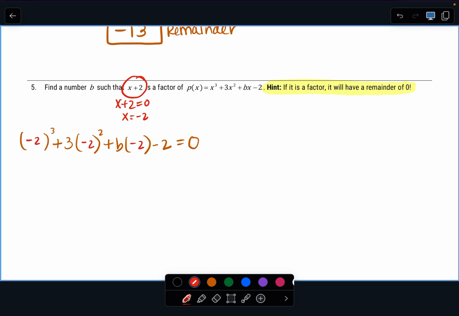Now, if I have a negative and it's an odd exponent, we already said when we were dealing with negative 1, it's going to stay negative. What is 2 to the power of 3? Negative 8. Okay. So I'm going to have negative 8. What is negative 2 squared? Positive 4. What is positive 4 times 3? 12.